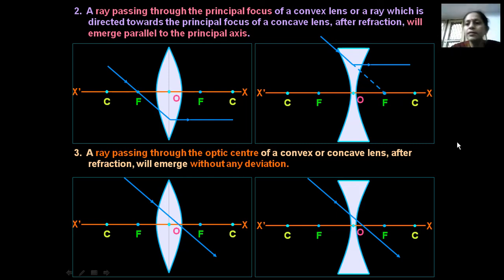It is clear, children. There are 3 types of ray; any 2 you can draw and form the image. First, a ray parallel to the principal axis will pass through the focus after refraction. If you take a ray passing through the focus, it will be parallel after refraction. Third, a ray passing through O, the optical center, will pass undeviated. Considering these 3 rays, you will draw the diagram and get your image clear during image formation.